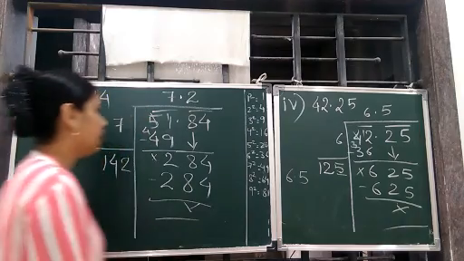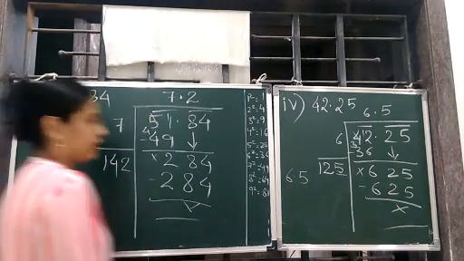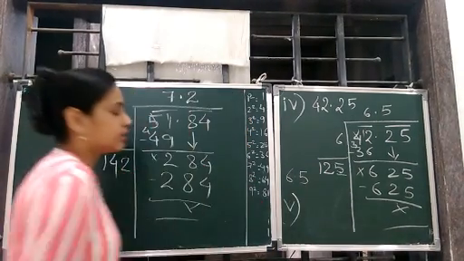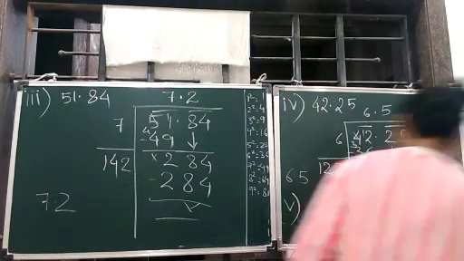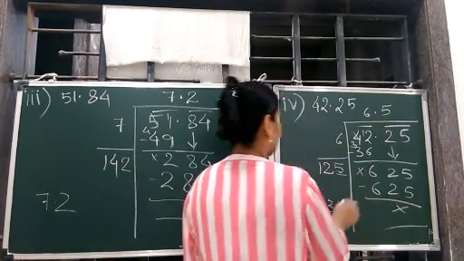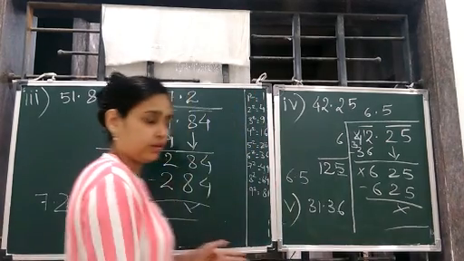Please write the answer. Answer is equal to 6.5. So this completes the fourth one. Fifth one will be your homework, children. 31.36. The same way. Okay.